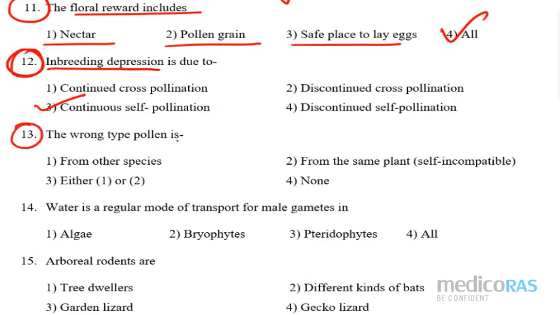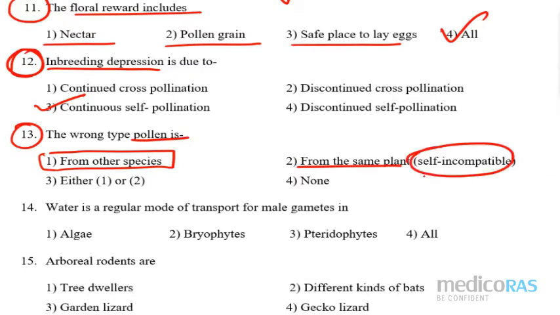Then question number 13 please. The wrong type of pollen, which one is considered as the wrong type? That means which one is not going to germinate or grow. If pollen grain comes from another species, suppose you have a mango plant and some banyan plant pollen grain falls on it for any reason, in that case pollen germination will not happen. Or it may be from the same plant. If the self-incompatible condition is there, then that also is one condition because of which it is considered to be the wrong type. So both the answers are correct. Yes. Come to question number 14 please.